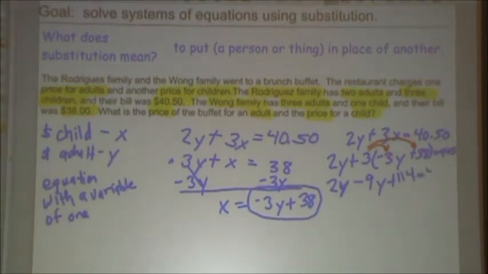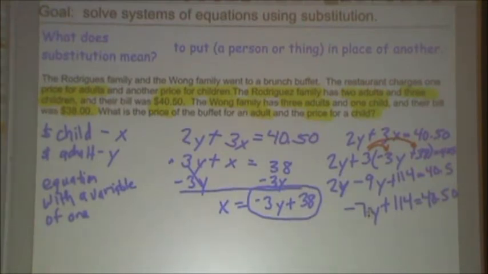Equals 40.5. And remember, we learned we want to combine the like terms. So over here I've got a 2Y minus 9Y. They're alike. So 2Y minus 9Y gives me negative 7Y plus 114 equals 40.50.